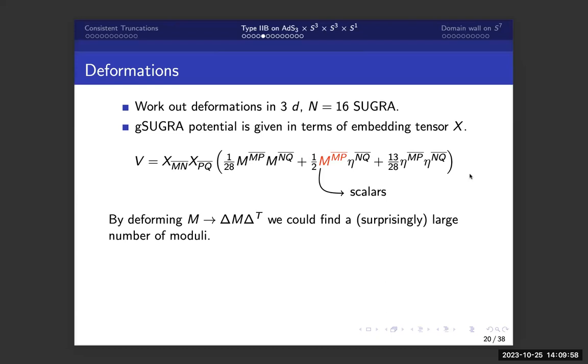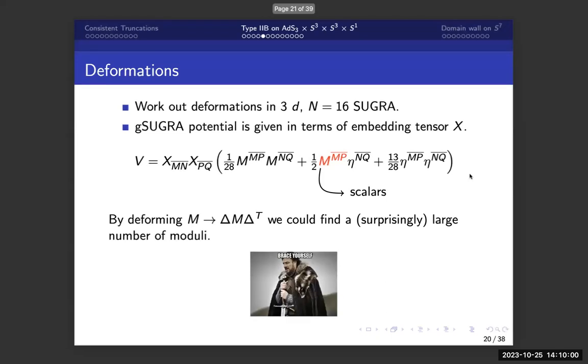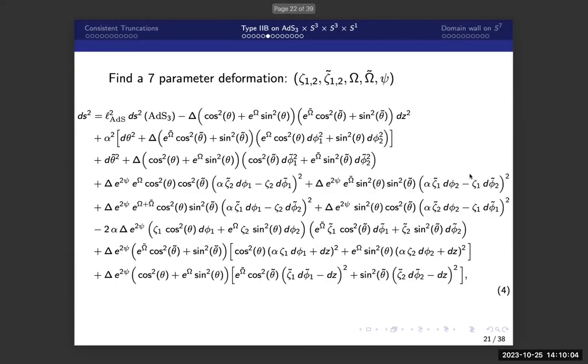And in fact, you can do it and find a huge number of moduli, which is unexpected. And in particular, I will show you the nastiest one. So this is an example of something we found like this. And this is a metric on AdS3 times S3 times S3 times S1, which is a solution of the Einstein equations in 10D for any value of these 7 parameters.